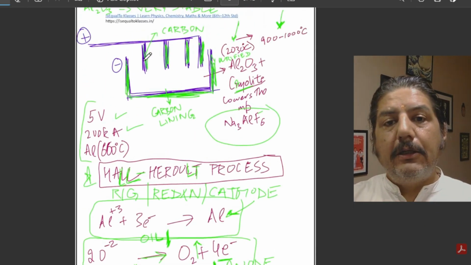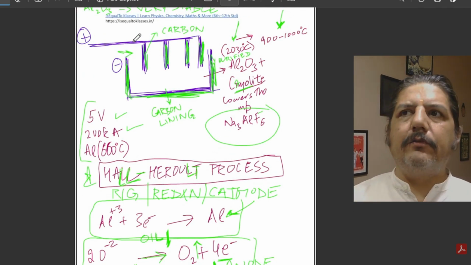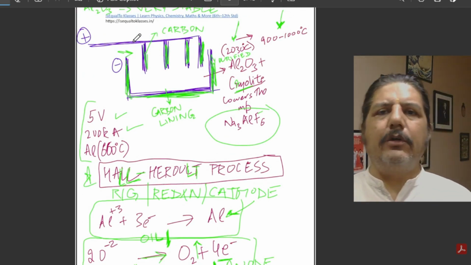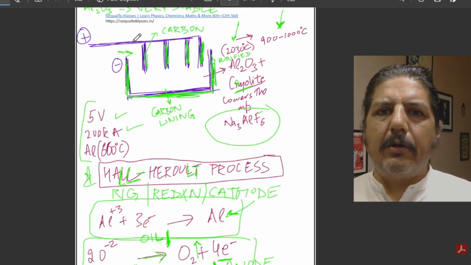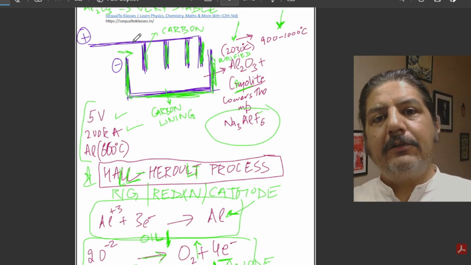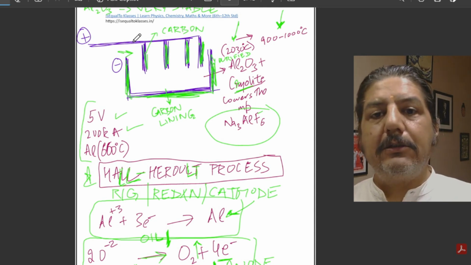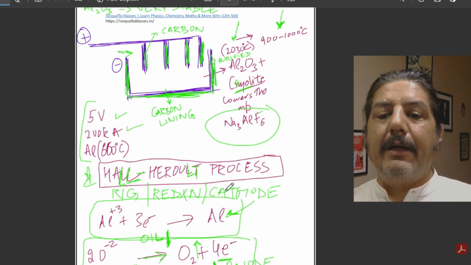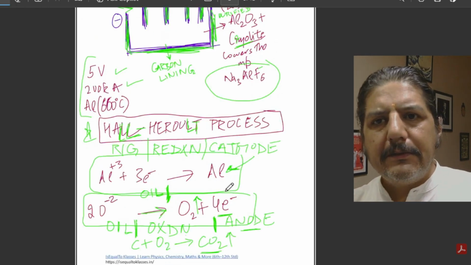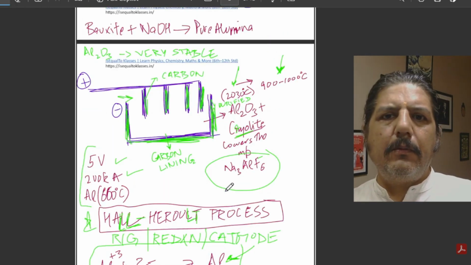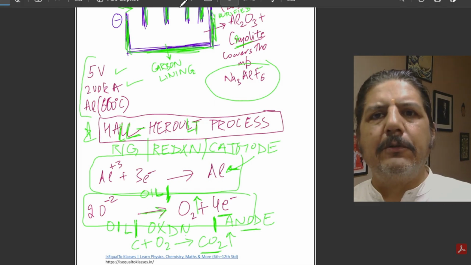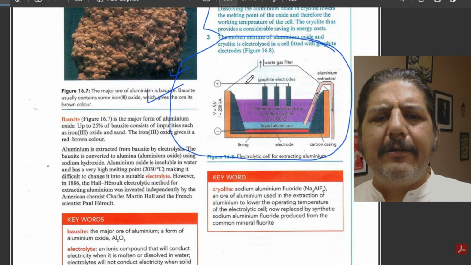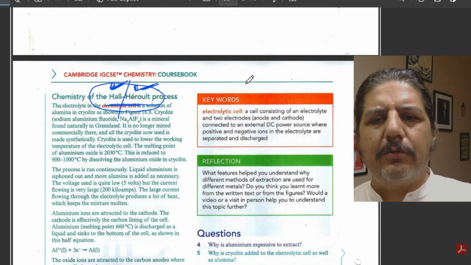So this is another important question. The question which is asked is why the anode has to be periodically changed. The anode has to be periodically changed, because oxygen which is released reacts with the electrode itself and forms CO2. So these are the few things that you need to remember before we start doing the questions. And if you want a detailed treatment, then you'll have to refer to your textbook.